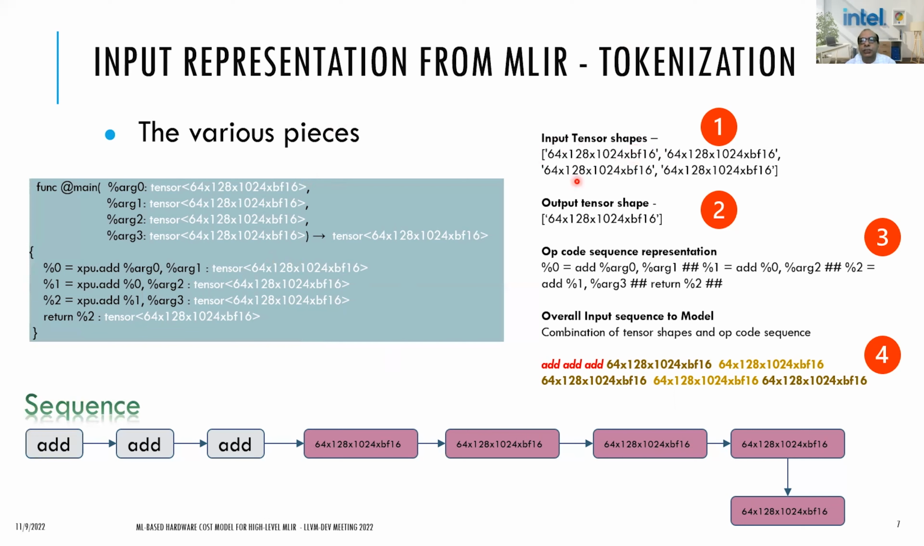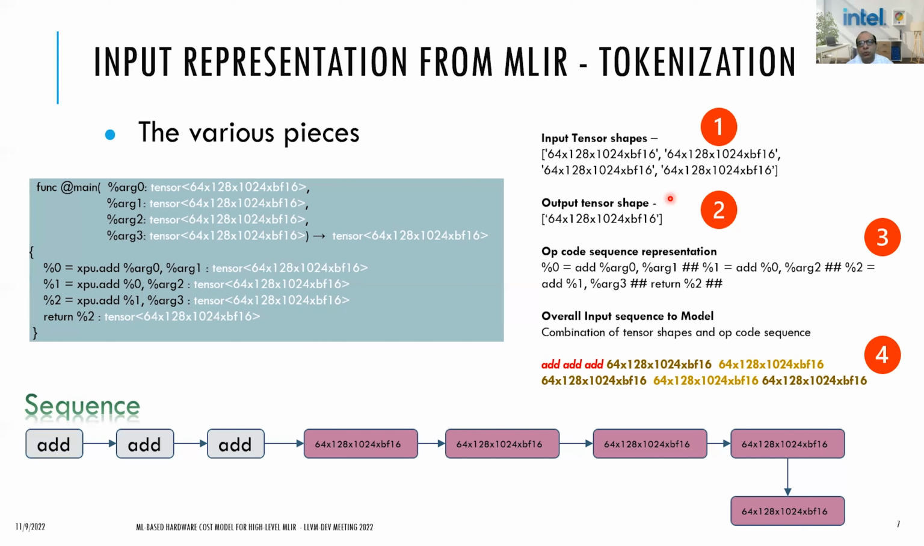One is the input tensor shapes. As you can see, these are the tensor shapes. Here it's a three-dimensional tensor of type BF16. Currently, the entire tensor shape is taken as one single token, which means that we are not breaking the tensor shape into individual numbers. One of the reasons is that, as we see in deep learning and machine learning, many of these tensor shapes are very popular shapes and they appear again and again.